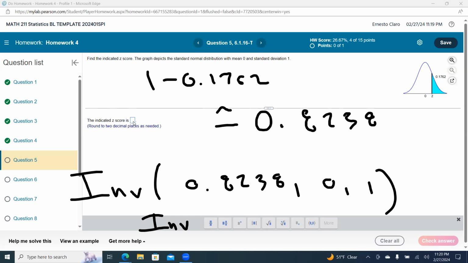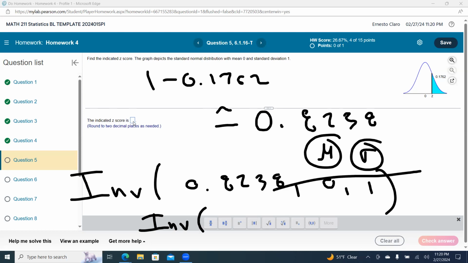But most any graphing calculator, as long as it's Z, the mean and standard deviation is more important when you have an actual word problem. But if you're doing Z-scores, you really don't have to type those if you don't want, usually. We say inverse. That should say inverse norm. So just 0.8238, and usually the mean and standard deviation are already in there somewhere.